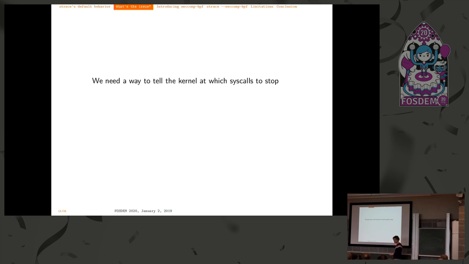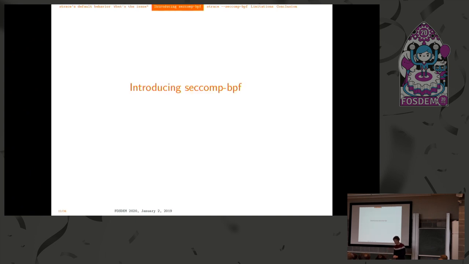So we need a way to tell the kernel at which syscalls we want to stop. And we need to do this in the kernel because obviously it's the kernel that is going to decide when to stop. If we do this in user space, it's too late. We'll already have stopped. So we need a way to do this in the kernel.